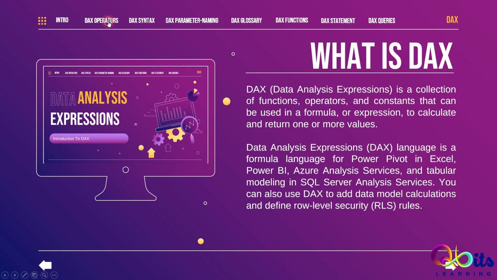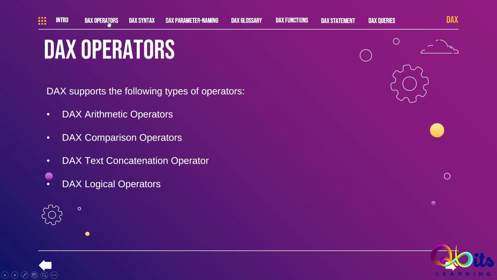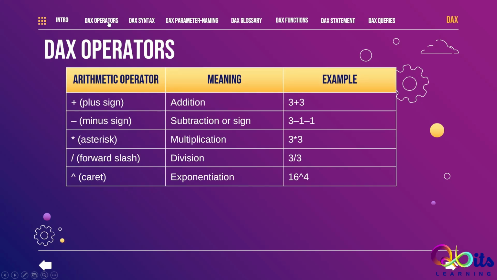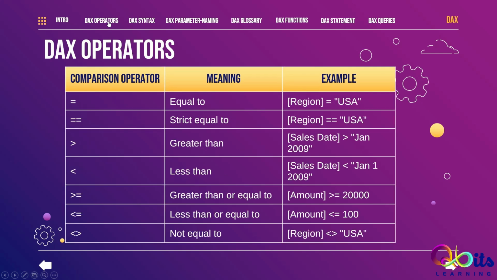Before moving ahead to our Power BI, let's get to know what DAX operators we can use. To create a DAX function, we can use arithmetic operators, comparison operators, text concatenation operator, and logical operators. In arithmetic operators, we can use plus sign, minus sign, that is subtraction, multiplication, division, exponentiation also. We can use comparison operators also to create our DAX functions, that is equal to, strict is equal to, greater than, less than, greater than or equal to, less than or equal to, and not equal to.